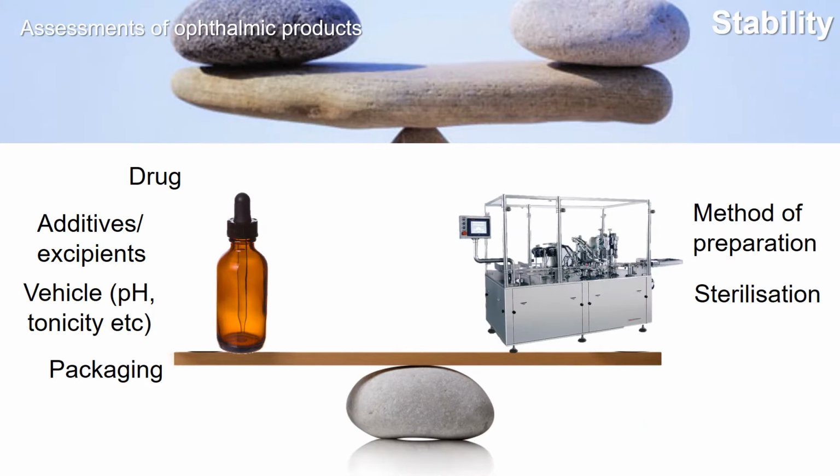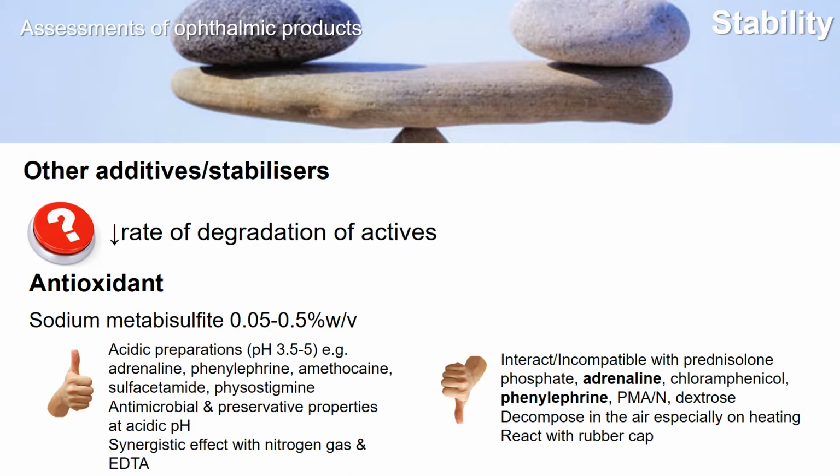After all, what we have been discussing is really to maintain the stability of ophthalmic products. Apart from those discussed, for example, the stability of active ingredients, excipients, vehicle, sterilization etc., there are a few more things we can do to help stabilize the system. For example, we could add additives or stabilizers to slow down the degradation of ingredients.